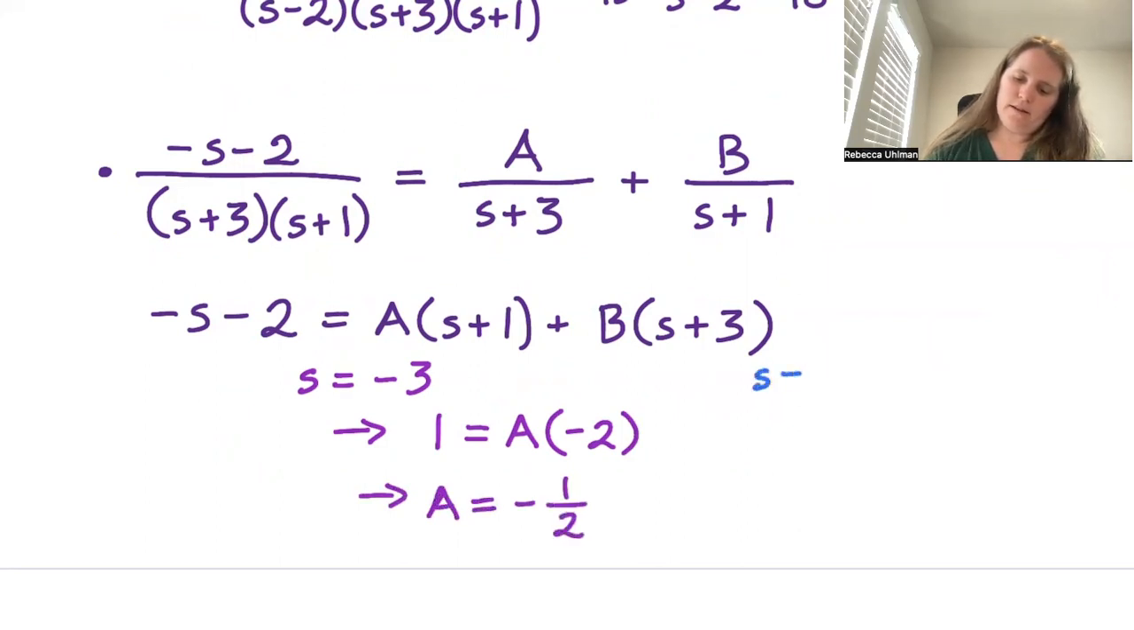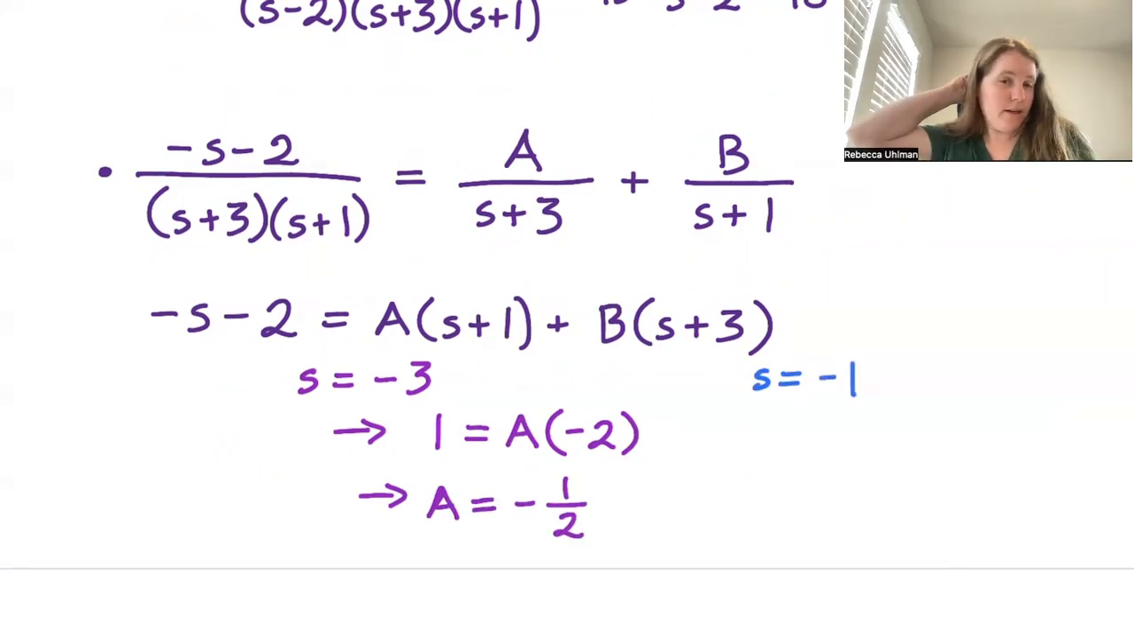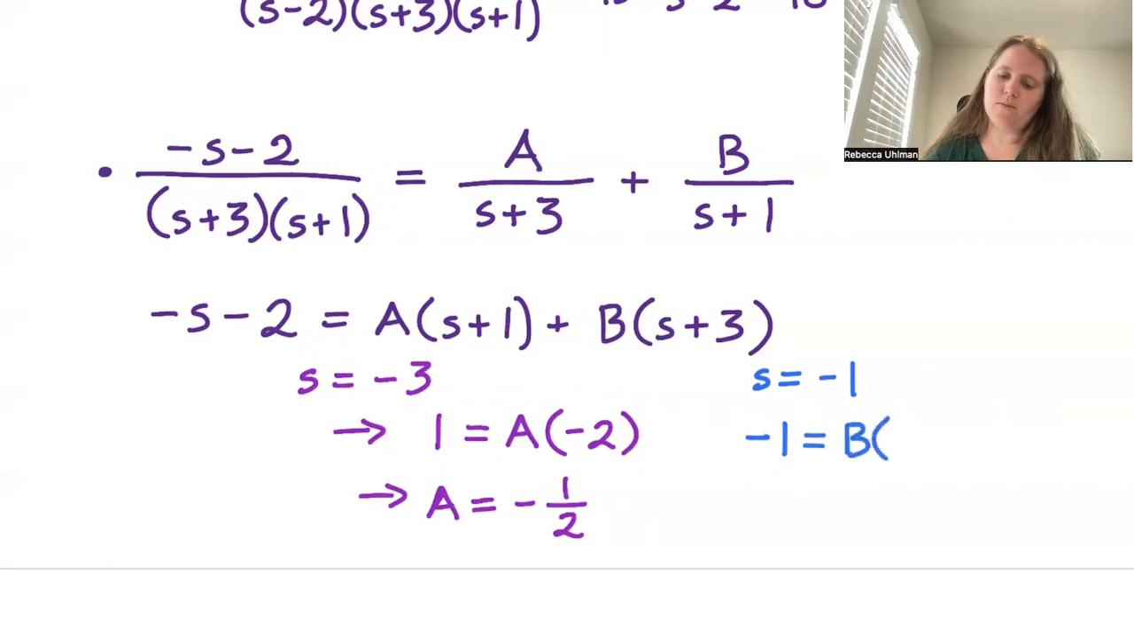If we set s equal to -1, negative s would be 1, minus 2 would be -1, and that is equal to b times s plus 3. -1 plus 3 is 2. And again, we get that b is -1/2. So if we just check that, -1/2 times s plus 1, we'd have -1/2 s minus 1/2. And then -1/2 times s plus 3, we would have -1/2 s minus 3/2. And that does add together to give us -s minus 2.